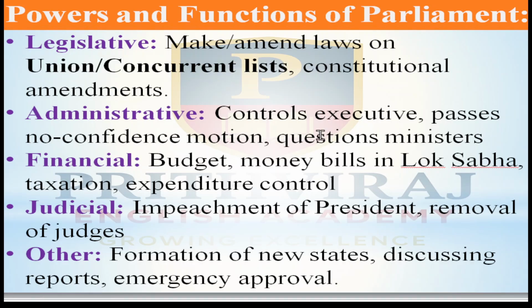Next, administrative powers: controls the executive, passes a no confidence motion. When does the government collapse? When the members of the Lok Sabha say that from now onwards we do not have confidence in the government. At that time they approve the no confidence motion. Questions to the ministers are also asked by the members.